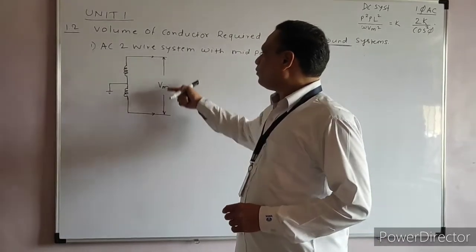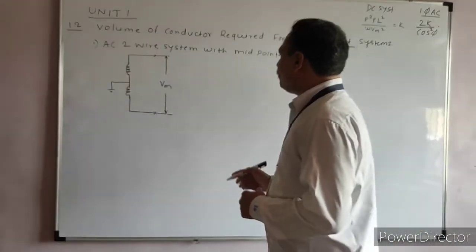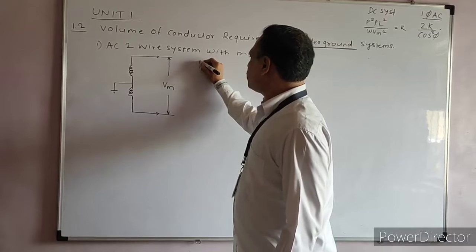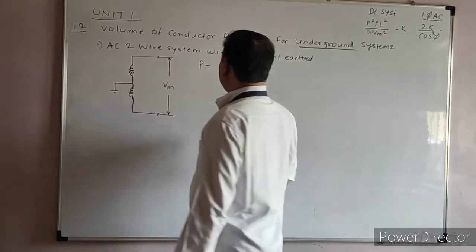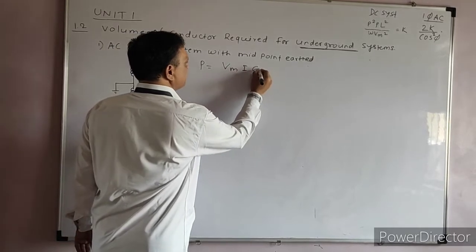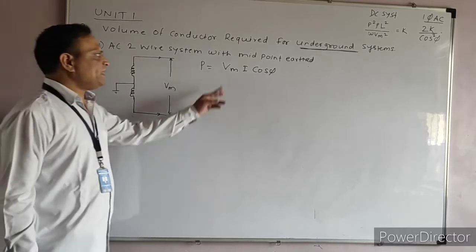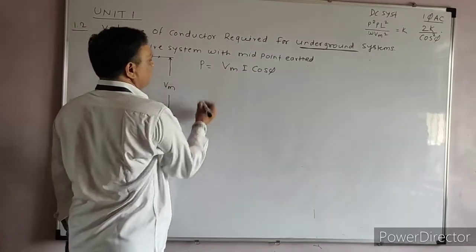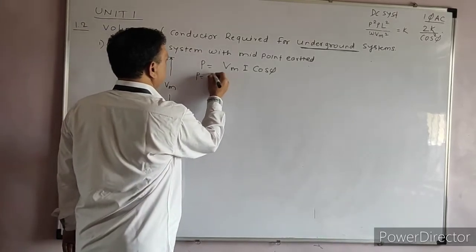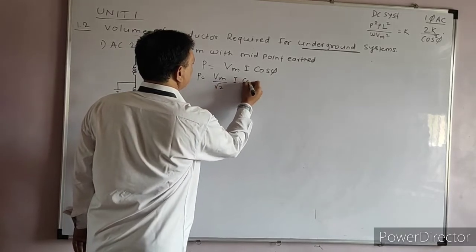Now this voltage between the two conductors is treated as Vm. Now our first step, according to the assumptions, is to write the equation of power, and the power is equal to Vm into I. Since it is AC, cos φ will be included. Now as it is an AC system, we have to write the value of voltage in terms of RMS. So I will write here P is equal to Vm by root 2 into I cos φ.